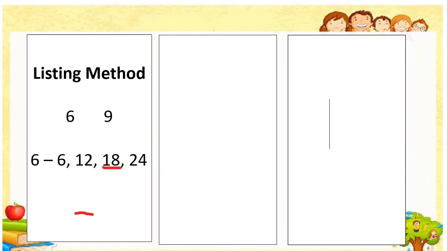Si 6, ang multiples niya ay 6, 12, 18, and 24. Si 9, meron tayong 9 and 18. Stop na tayo doon kapag na-reach na natin yung number na meron ding number sa taas, magkapareho sila. Si 18, nag-stop na tayo kay 18 kasi meron din tayong 18 sa taas. So, stop na. Automatic na yan na yung LCM natin.